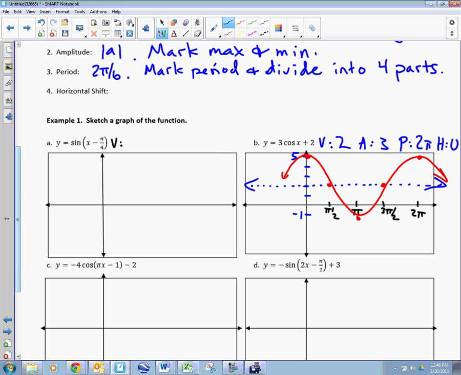Okay? What is the vertical shift here? 0. So I'm going to be centered right on the x-axis. You don't have to draw that line, but if you want to, you sure can. What's the amplitude? 1. So I'm going to mark off 1 and -1. What is the period? 2 pi. Is there a horizontal shift? Solve the inside equal to 0 and you get pi over 4.